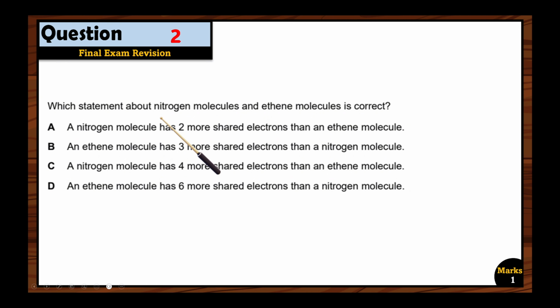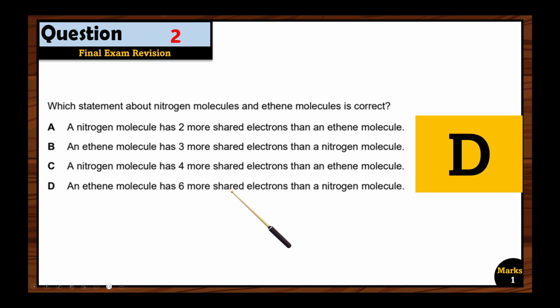Question number 2, which statement about nitrogen molecules and ethene molecules is correct? Option D is correct. Why is option D correct? If you see the nitrogen molecule, a nitrogen molecule has two more shared electrons than an ethene molecule. No, if you see, nitrogen has only two atoms, right? So each of them will share 3 electrons, because in nitrogen we have a triple bond. So the total shared electrons are 6, right? But in ethene, C2H4, we have a total of 12 electrons that are shared. So option D is correct, because the ethene molecule has 6 more shared electrons than the nitrogen molecule.